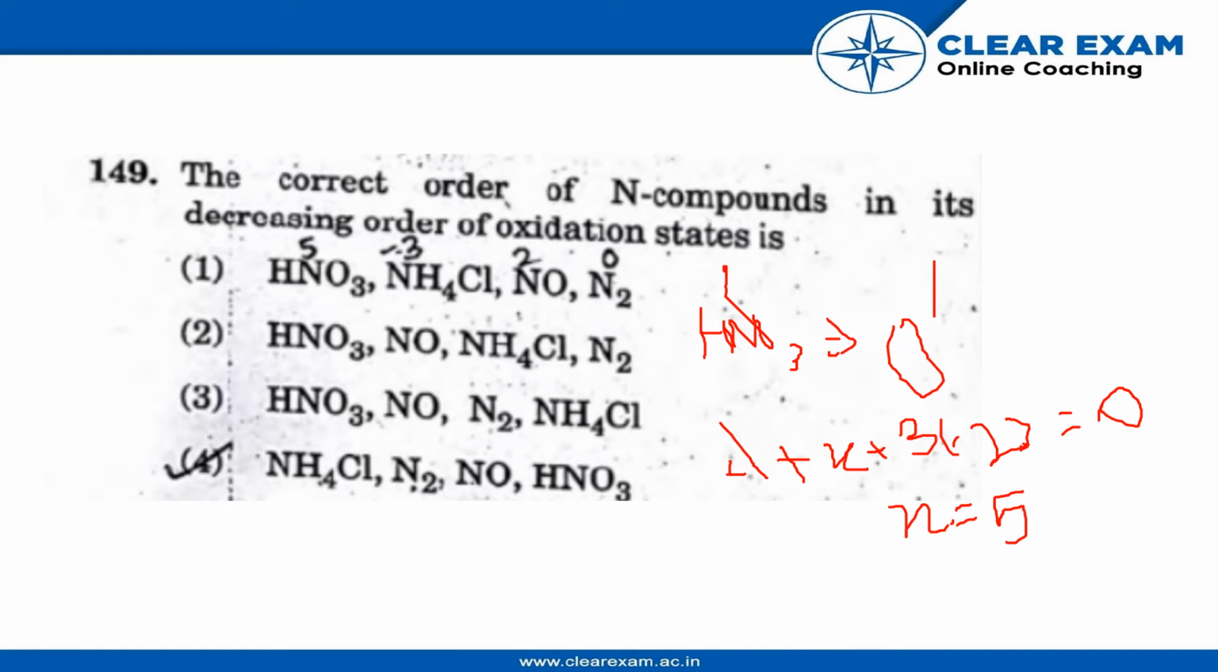Similarly, we solve it for NH4Cl, and we will get the oxidation state -3, and for NO it will be +2, and for N2 it is 0.